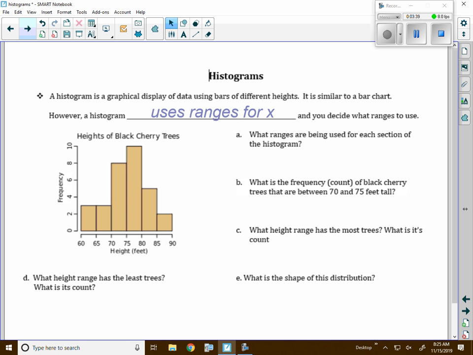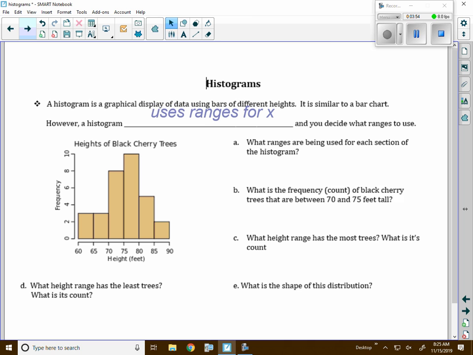All right, so if you look here, part A, what ranges are being used for each section of the histogram? It's 1 by 5. Those are ranges that go by 5. What is the frequency or count of black cherry trees that are between 70 and 75 feet tall? If you look here, this is our 70 to 75 feet. It goes all the way to 8. So there are 8 trees.